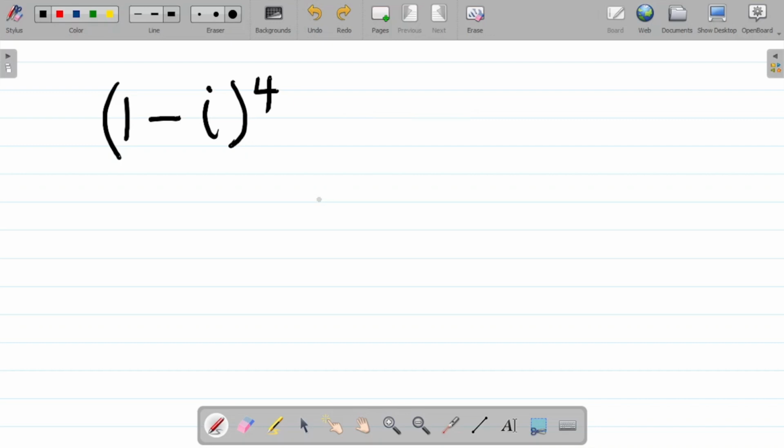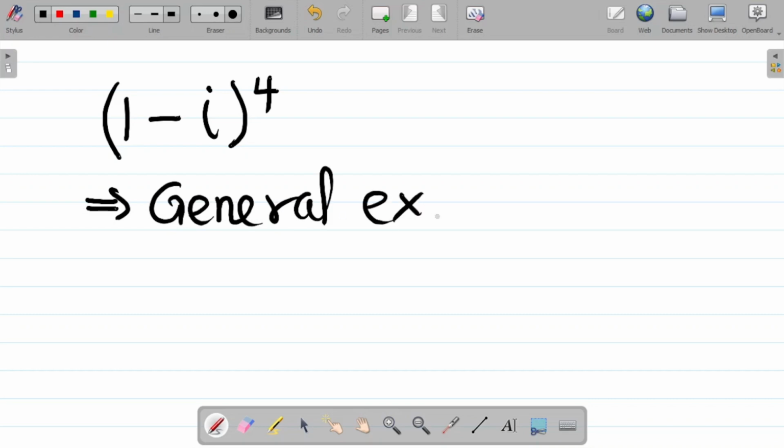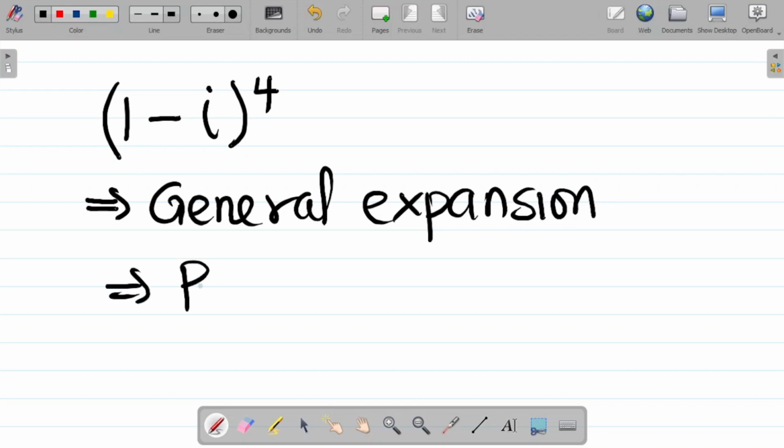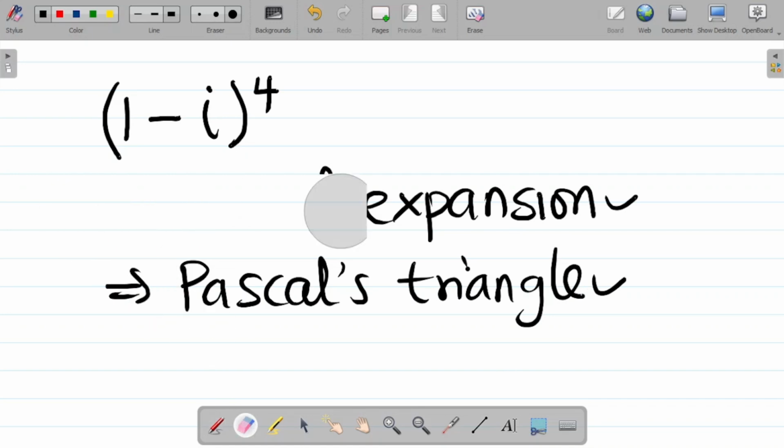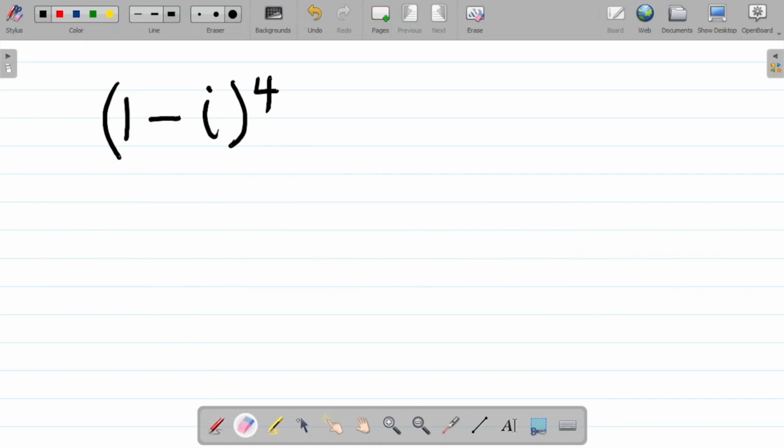There are two ways of doing this. All right. You can just do the general expansion method, or we could also use Pascal's triangle if we want to. All right, now for this video lesson I'll be using both methods to get our answer. All right, let's start with the first one.